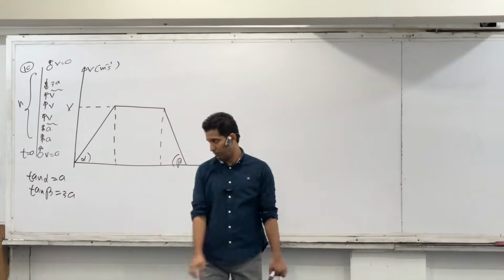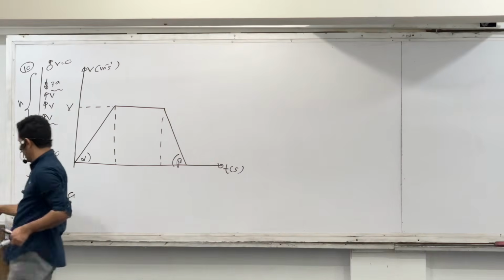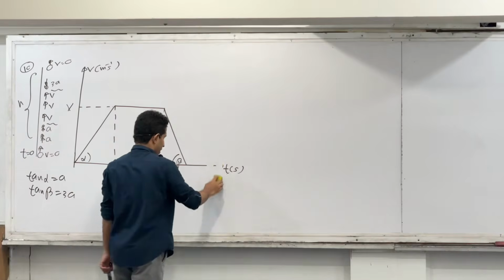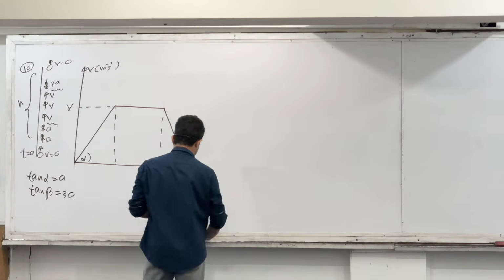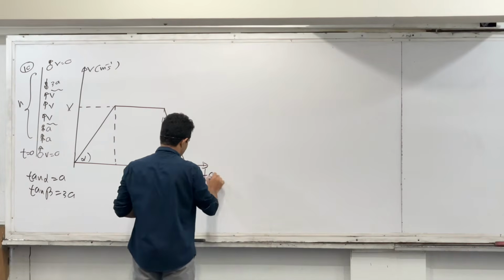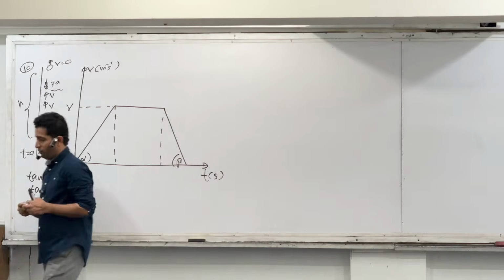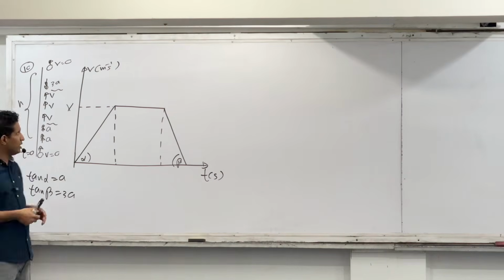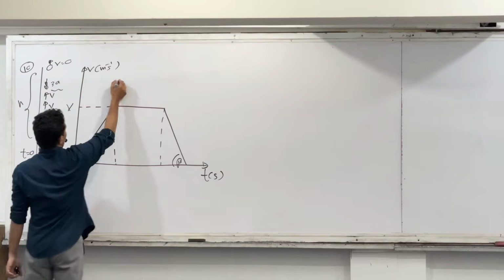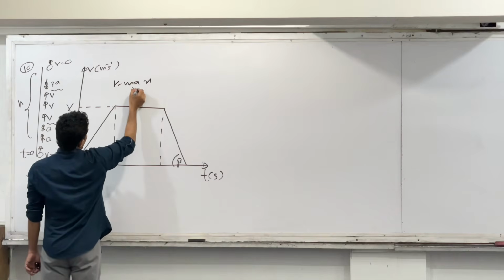See, the maximum velocity is V here, T seconds. The maximum velocity is V. Let the maximum velocity be V.